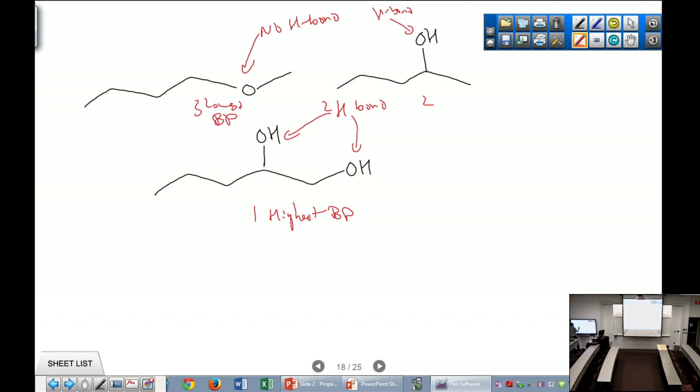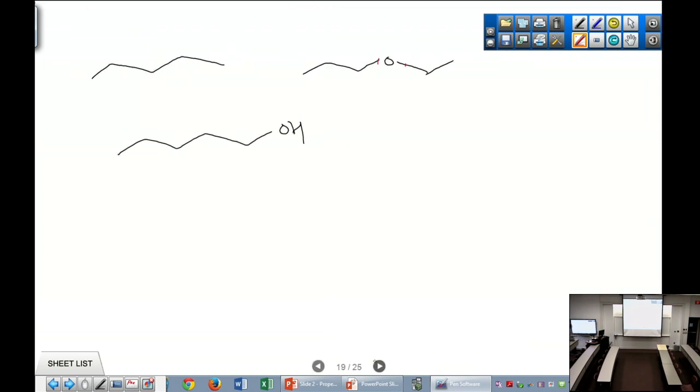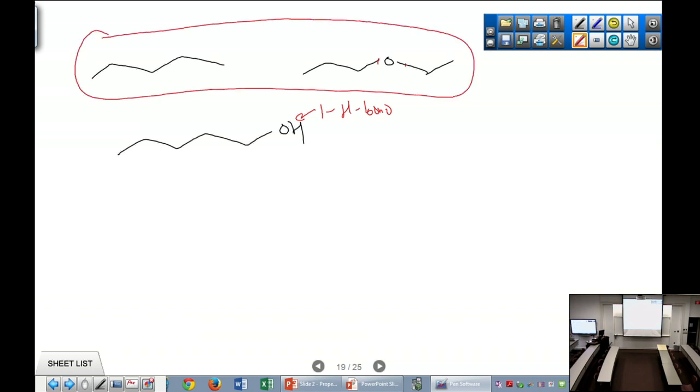Next up, same deal. Here's one H bond. Now these two, neither one can hydrogen bond. How are we going to tell those apart? Well, with the oxygen here, I can get a dipole-dipole interaction. That's going to help hold those molecules together. So again, you're going to have one, this is the highest boiling point, then two because of the dipole-dipole interactions, and then three, this is going to be the lowest.